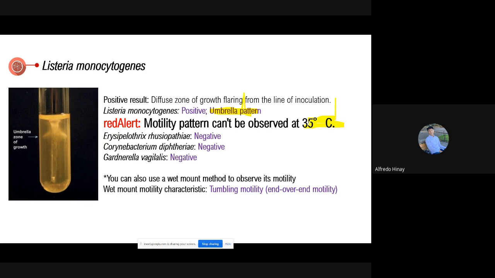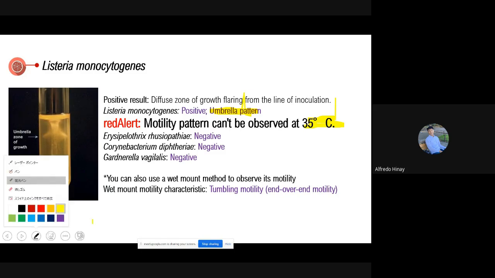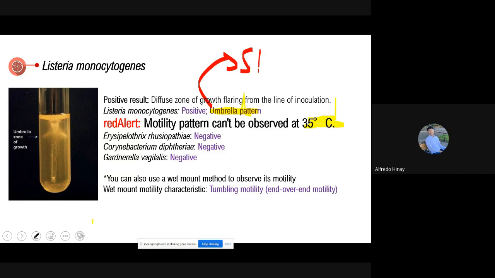So take note with this one, your Erysipelothrix rhusiopathiae, although they have a test tube brush appearance that looks like a positive result, pero negative yun sa class. Okay, your Corynebacterium diphtheriae also are negative, and Gardnerella vaginalis are also negative. So your Listeria monocytogenes among all the 4 members of your non-spore-forming gram-positive bacteria, siya lang yung gumagalaw. The rest, hindi na sila gumagalaw, class. Okay? So, take note with this one kasi yung umbrella pattern can only be observed pagdating sa SIM. Tama? Okay, take note natin to class ha. Your umbrella pattern only with SIM.